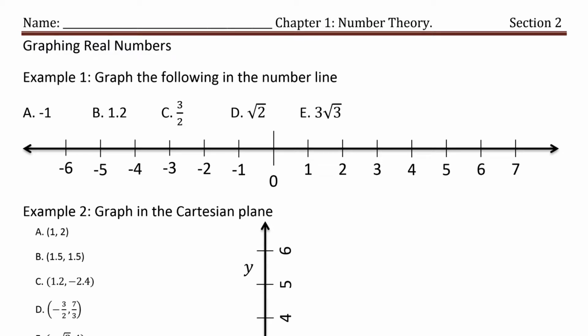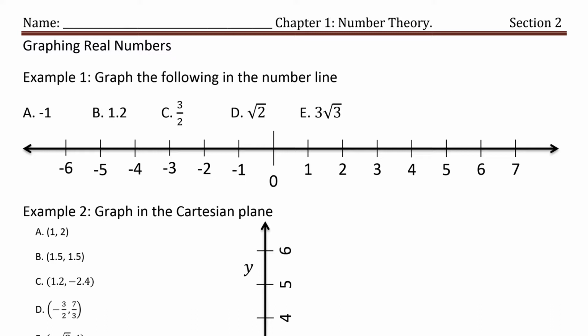Now what we need to go over is how to graph all types of numbers on a number line and eventually how to graph them in a Cartesian plane. Okay? This includes irrational numbers with square roots and fractions. Remember that imaginary numbers, you have to use a different number system in order to graph them. Now let's start with example 1, letter A.